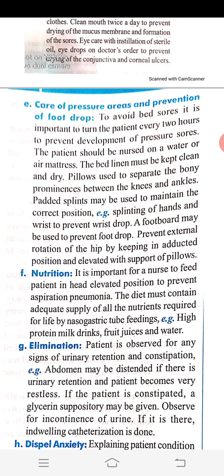Then comes nutrition. Always give the food or water in a head-elevated position to prevent aspiration and pneumonia.